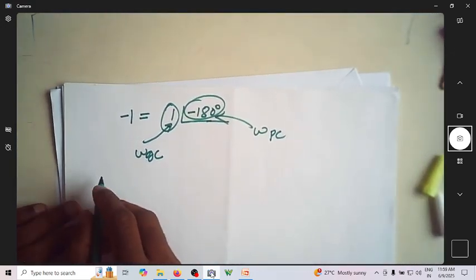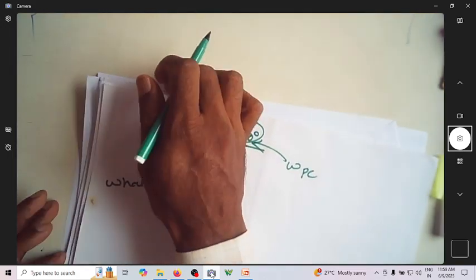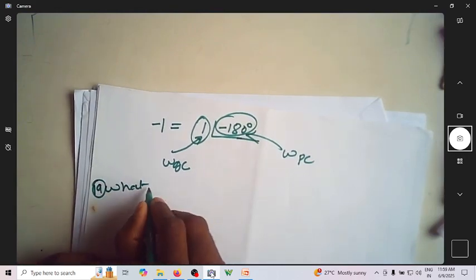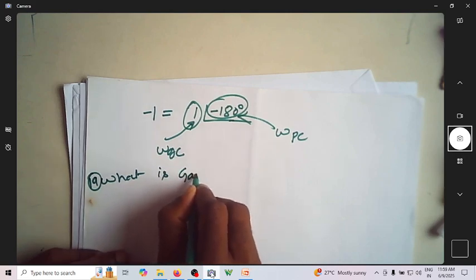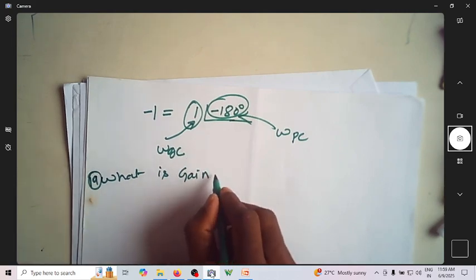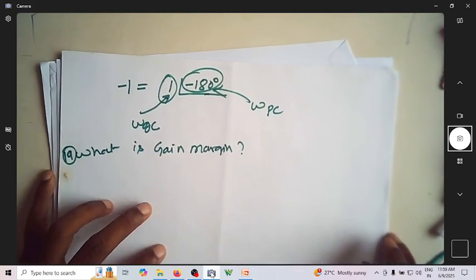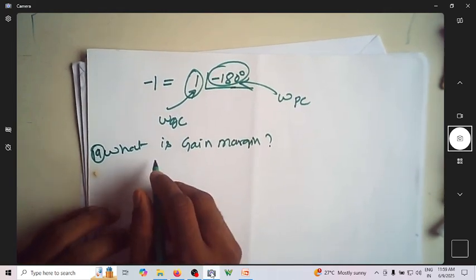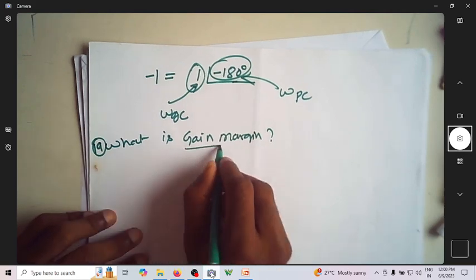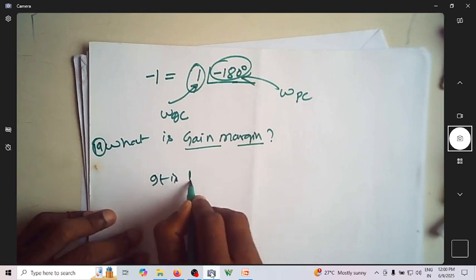Next, question number 19: what is gain margin? How do you define the gain margin of a system?